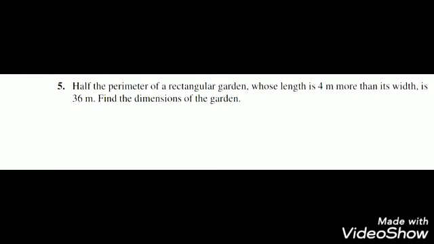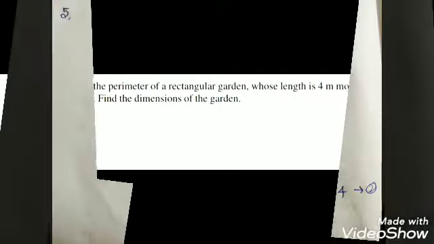Fifth question, half the perimeter of the rectangular garden whose length is 4 meter more than its width is 36 meter. Find the dimension of the garden. So first what they are telling, half the perimeter of the rectangular garden, whose length is 4 meter more than its width, is 36 meter. We have to find the dimension. Let me see the solution.